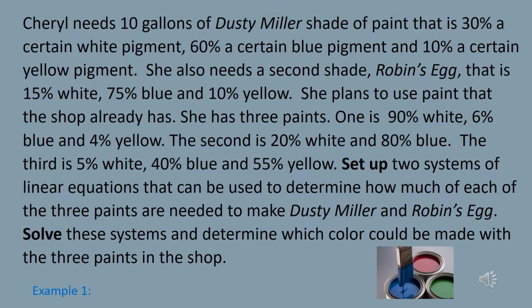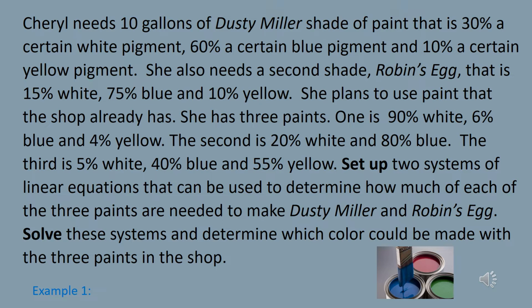Here we have somebody that needs 10 gallons of paint, and she's trying to mix two different colors. One color, called Dusty Miller, needs to be 30% of a certain white pigment, 60% of a certain blue pigment, and 10% of a certain yellow pigment. She also needs a second shade called Robin's Egg, and that needs 15% of the same white pigment, 75% of the same blue pigment, and 10% of the same yellow pigment. And she plans to use the paint that the shop already has.